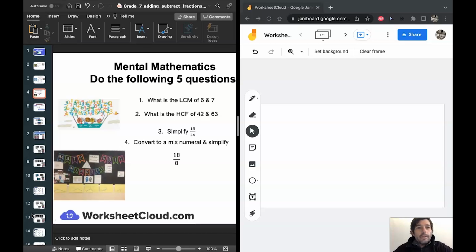Okay guys, welcome back. Let's have a look at how you got on. So first question, what is the LCM of 6 and 7? The LCM, remember, is the lowest common multiple. Really important for when we want to add and subtract fractions and we're trying to get the denominators to equal the same amount. So as a recap, to find the lowest common multiple, we write out the 6 times table. So 6, 12, 18, 24. Okay, and I'm going to just stop there. And we write out the 7 times table.